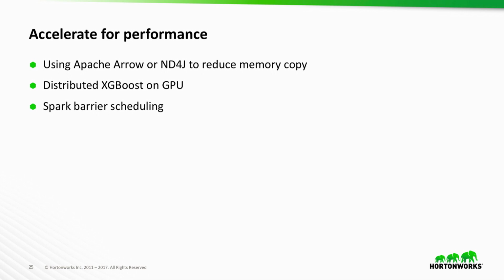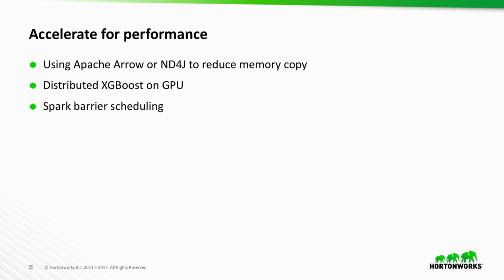The first thing is we use Apache Arrow or ND4J to reduce the memory copy, because currently we need to keep at least 2 copies in the executor node of the Spark to make XGBoost run. So later we will want to use Arrow to reduce the memory footprint. And another option is we can run distributed XGBoost with GPU, because currently the distributed version only supports the CPU.